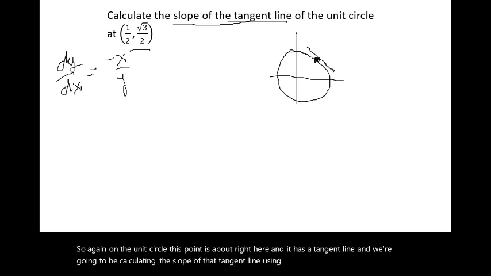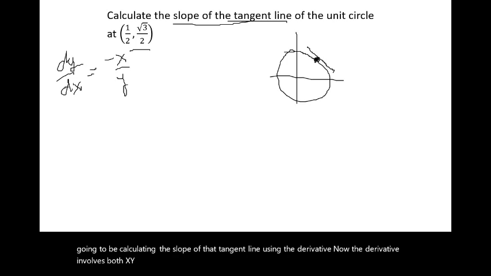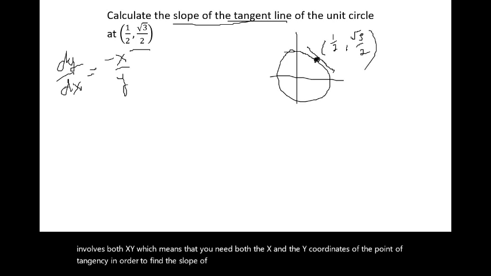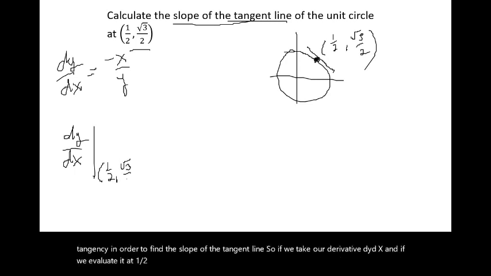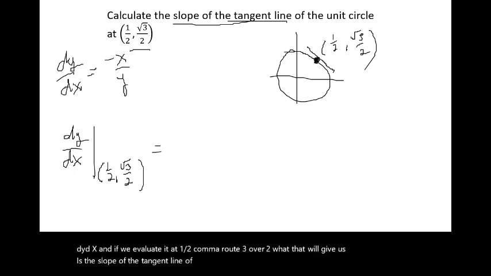And it has a tangent line, and we're going to be calculating the slope of that tangent line using the derivative. Now, the derivative involves both x and y, which means that you need both the x and the y coordinates of the point of tangency in order to find the slope of the tangent line. So if we take our derivative dy dx, and if we evaluate it at 1/2 comma root 3 over 2, what that will give us is the slope of the tangent line of the unit circle at this point.